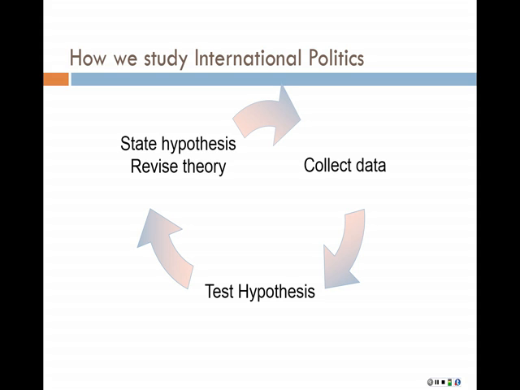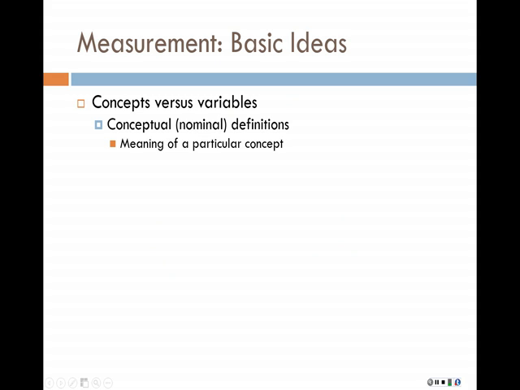All right. So where do we get the data? These are the basic ideas about measurement. So we have concepts versus variables. These are some definitions that you'll need to commit to memory. A conceptual or nominal definition is simply referring to the meaning of a particular concept.